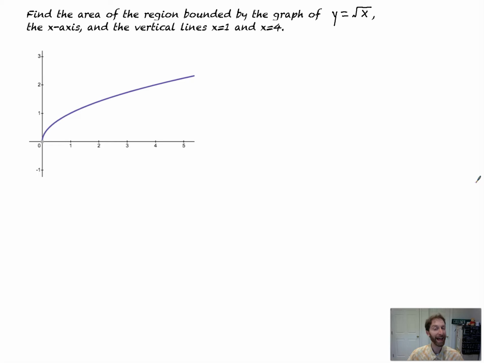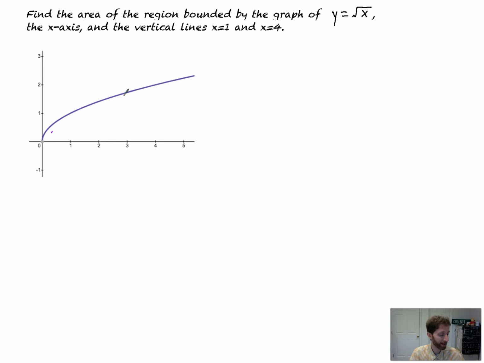Here we go into a classic kind of problem that is taught as soon as you learn the fundamental theorem of calculus. It states, find the area of the region bounded by the graph of y equals the square root of x, the x-axis, and the vertical lines x equals 1 and x equals 4. Sometimes you're given the graph, other times not. So you might be expected by your teacher to sketch it out. Just do a rough sketch.